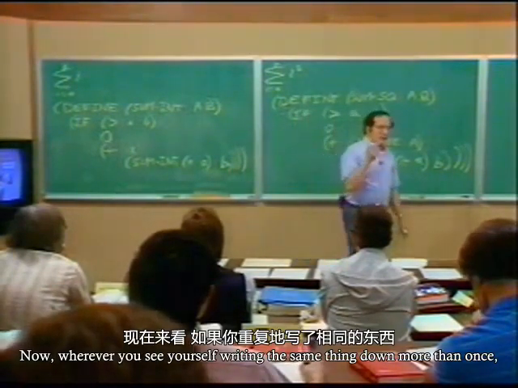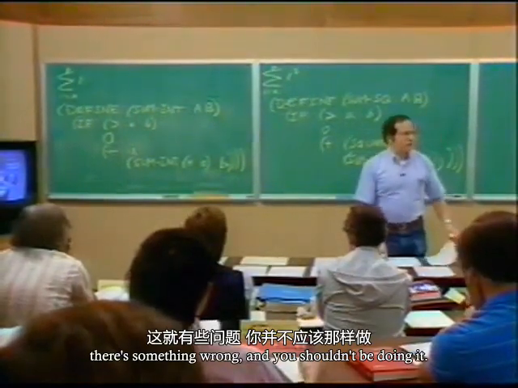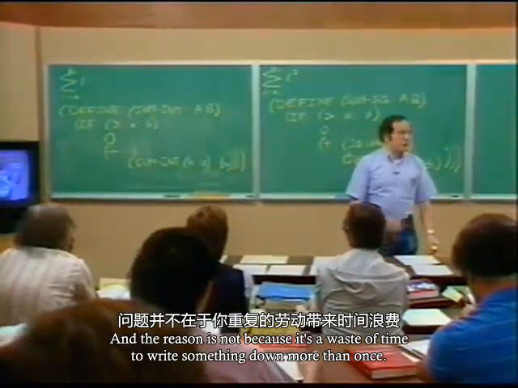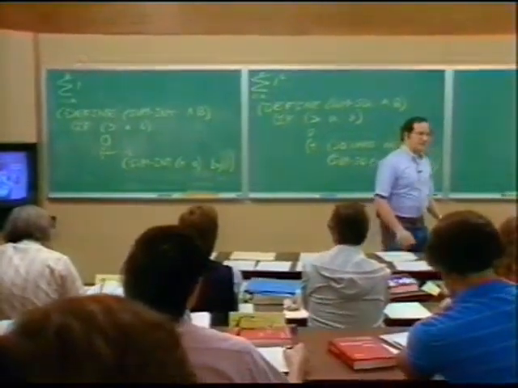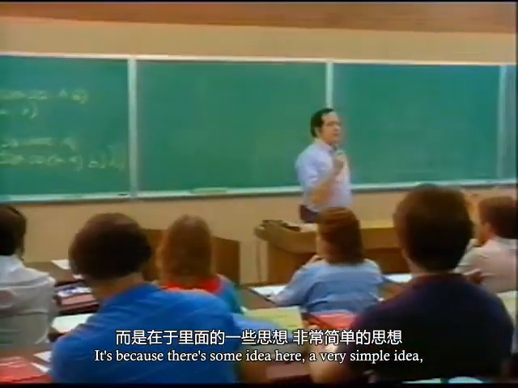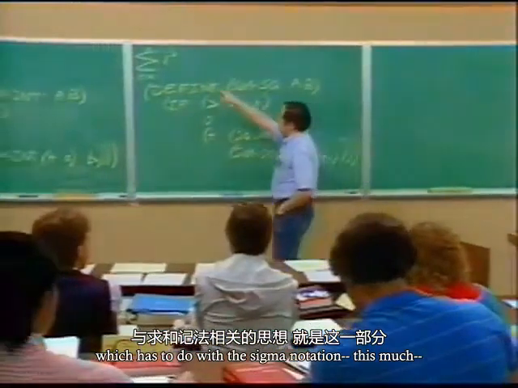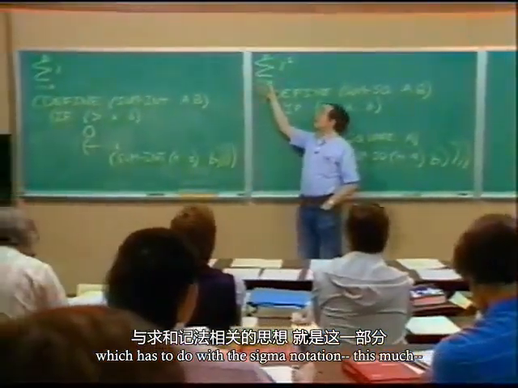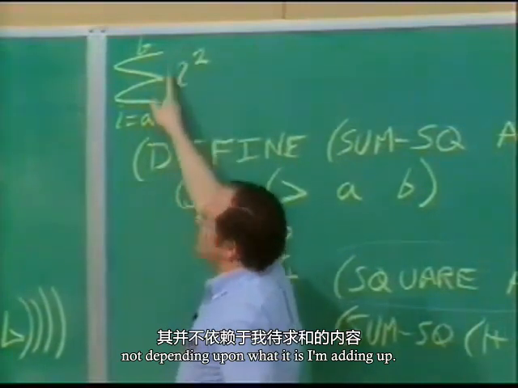Now, whenever you see yourself writing the same thing down more than once, there's something wrong and you shouldn't be doing it. And the reason is not because it's a waste of time to write something down more than once. It's because there's some idea here, a very simple idea, which has to do with the sigma notation. Right? It's this much. Not depending upon what it is I'm adding up.